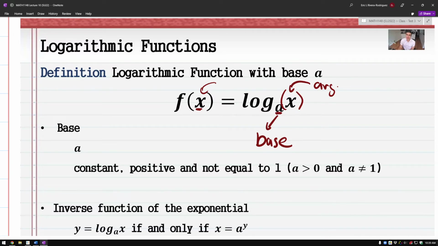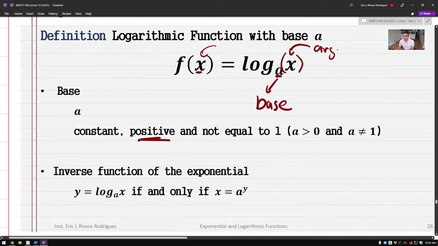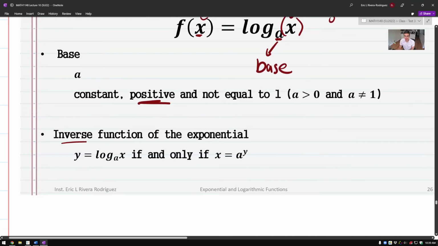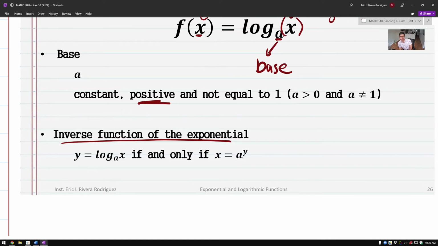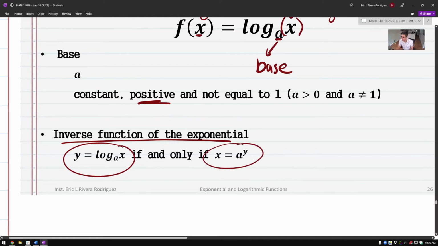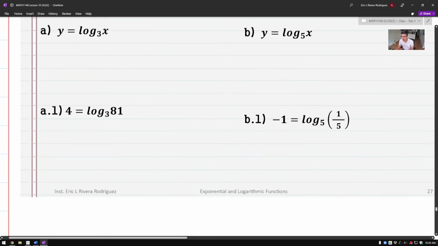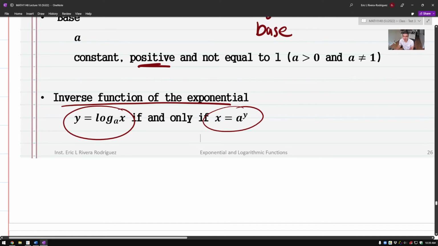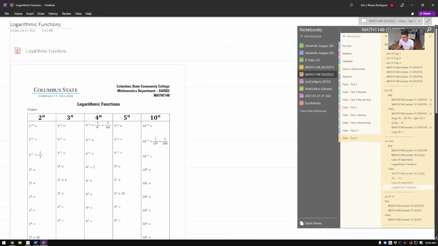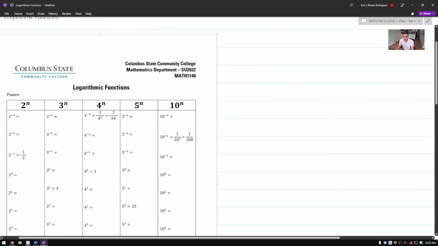The base needs to be constant, positive, not equal to 1. So very similar to something that we just learned, right? And the logarithmic function is the inverse function of the exponential. This is the part where we are going to focus more in the 10 minutes that are left, and that is the reason why you have a second document here.